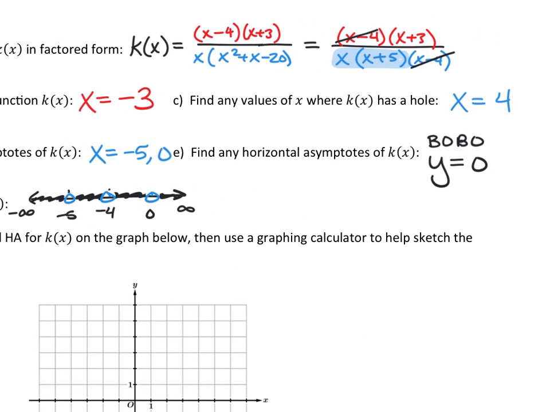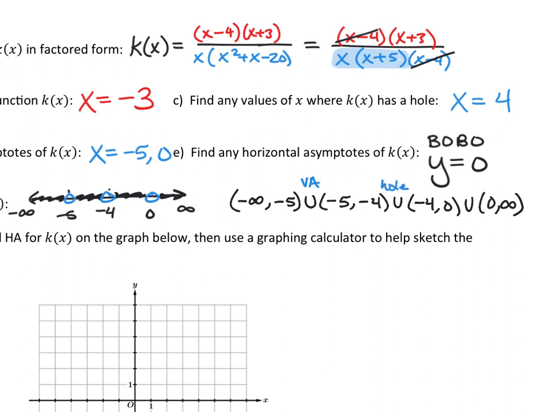Which means to write the actual domain here, there's 4 sections, from -infinity to -5, from -5 to -4, from -4 to 0, and from 0 to infinity. Those are the 4 sections separated by a vertical asymptote here, a hole in the graph here, and a vertical asymptote there.